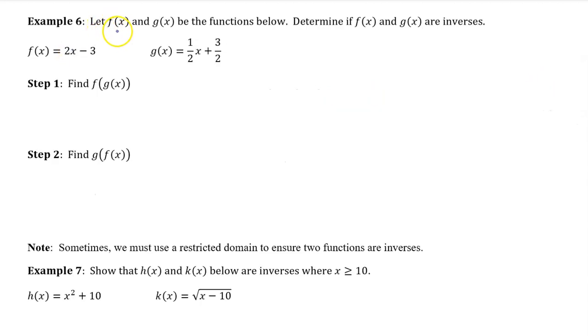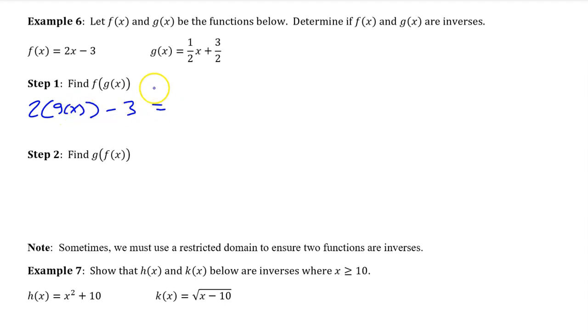Example 6. Let f of x and g of x be the functions below. Determine if f of x and g of x are inverses. The first step is to find f of g of x and see if we get x. So f is the outer function, which is 2x minus 3. So we need to write this with parentheses instead. So 2x minus 3 becomes 2 parentheses minus 3. And we plug in g of x.